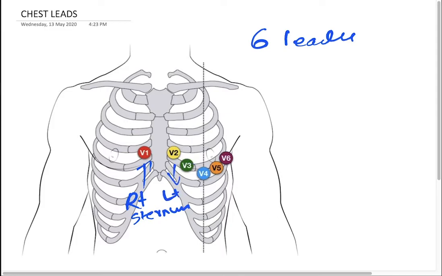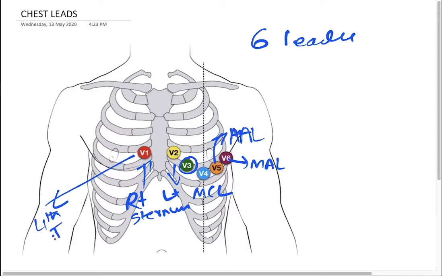V4 is at the mid-clavicular line, V5 at the anterior axillary line and V6 at the mid axillary line. V1 and V2 are placed in the 4th intercostal space, and V3 is obviously placed in between V2 and V4. Now these will be kept directly over the chest so they can measure directly.